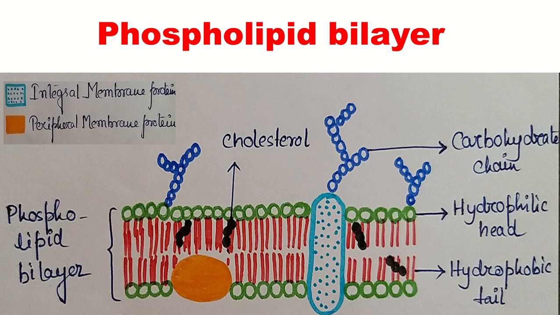I've tried my best to represent all the components of plasma membrane in this particular diagram. Please pause the video and take down the diagram in your notebooks. From the picture we see the two phospholipid layers studded with proteins, cholesterol and carbohydrates. The carbohydrate chains are present on proteins as well as the hydrophilic heads of the phospholipid bilayer.